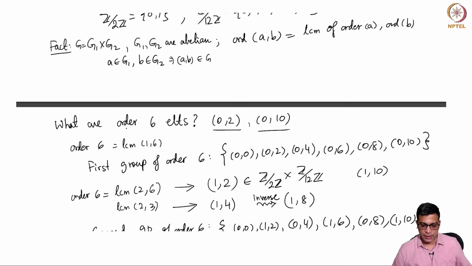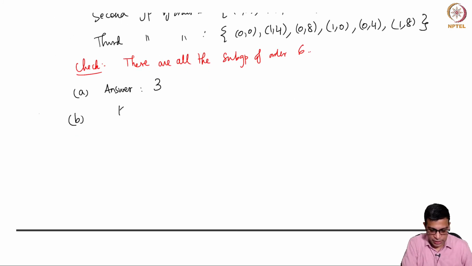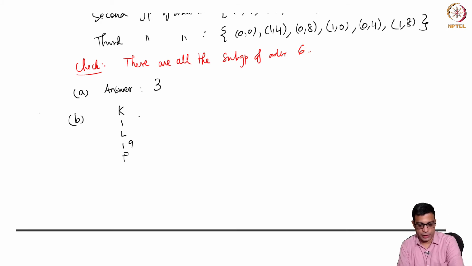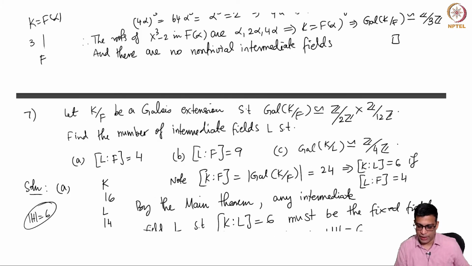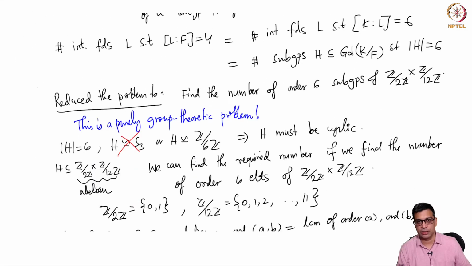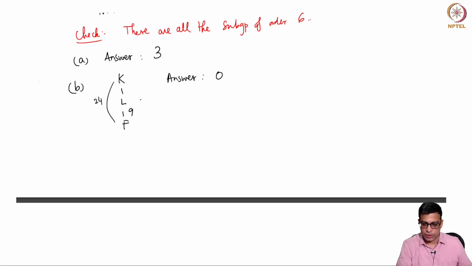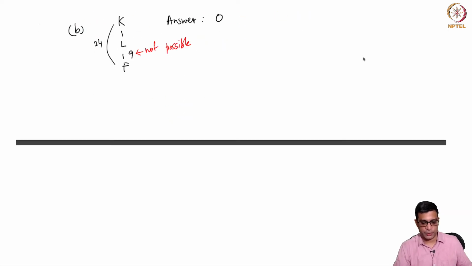So we have to find subfields, intermediate fields such that this degree is 9. But this is actually a very simple, trivial question because this is 24. So this cannot be 9. So the answer in B is 0. Right? What is the number of subfields, intermediate fields L such that L colon F is 9? It is 0 because there can't be. So this is not possible. Okay, and so there are no intermediate fields with this property.